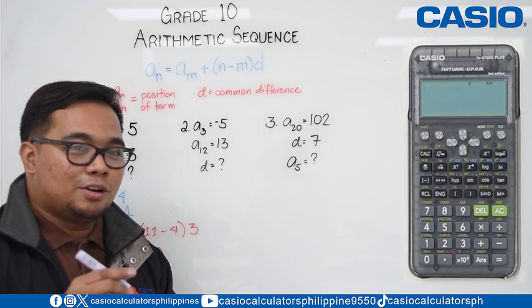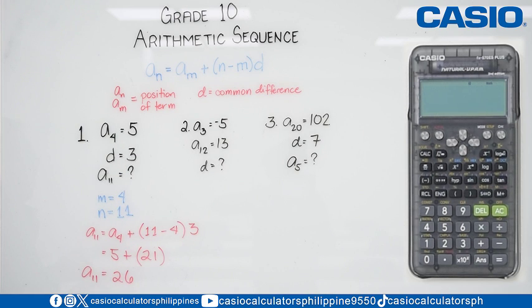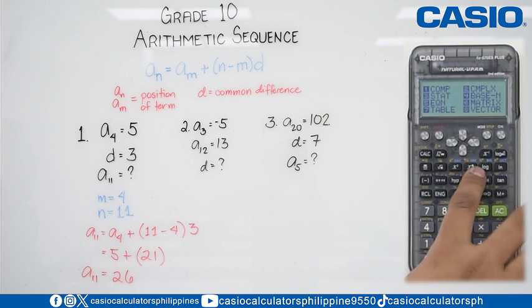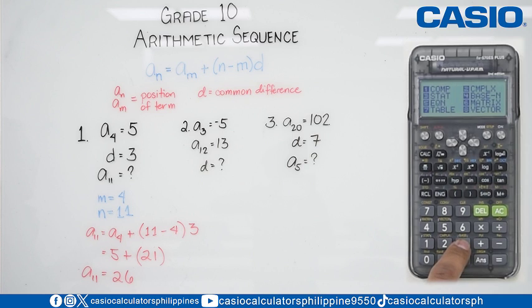Now, let's try this in our calculator. The function that we will use here is not compute, but the stat function. How do we access the stat function? Just press mode and then press 3 to proceed to the stat function. An arithmetic sequence is simply a linear equation, so we choose the second option, which is linear regression.